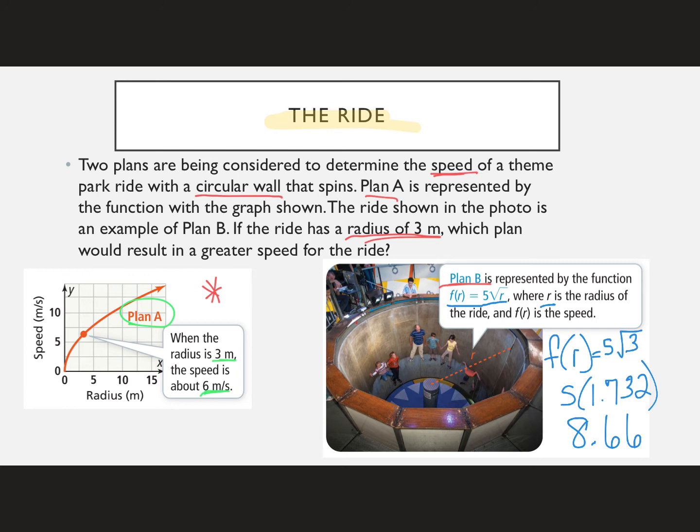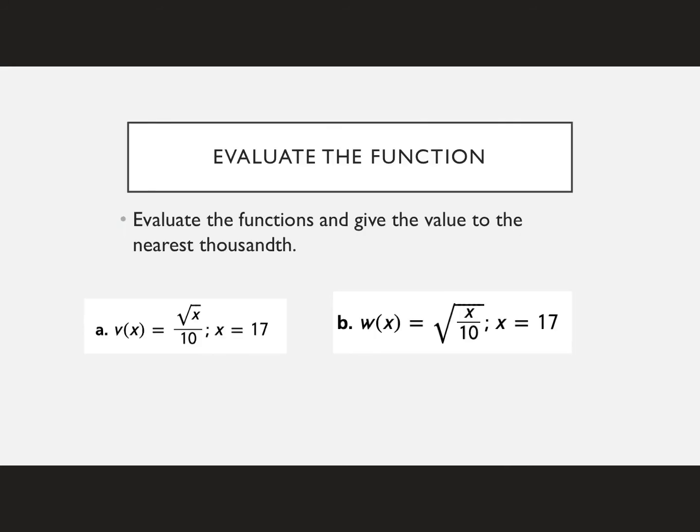So in this case, which plan gave the greater speed? Plan B gave the greater speed. And now, of course, we're evaluating this at only 1 point. So let's look at what happens when we evaluate different functions at different points. Here I have two different functions, function A and function B, that we're going to evaluate and give the value to the nearest thousandth. One very important thing here is that you do not want to do any rounding until you get to the end.